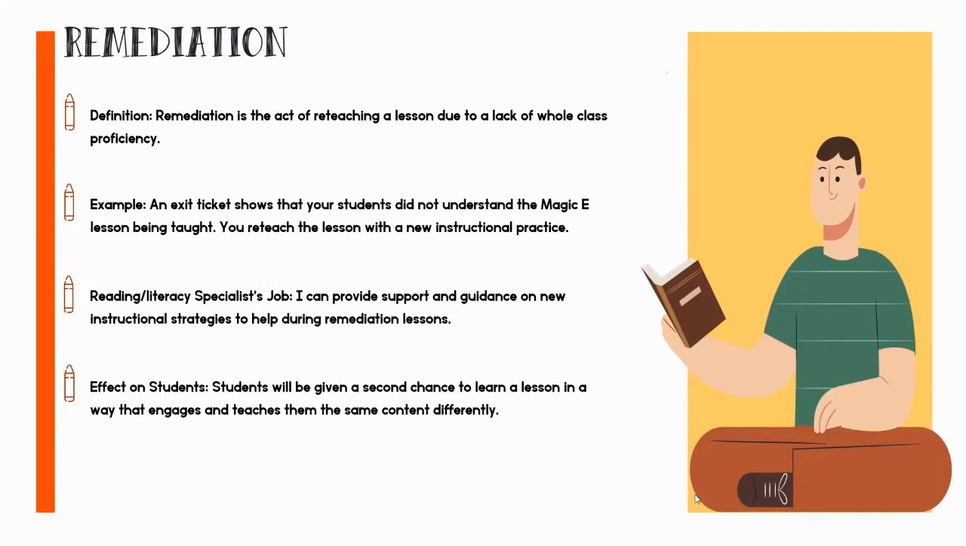The next term is remediation, which is a form of reteaching a lesson due to a lack of whole class proficiency. An exit ticket, which is an example of a remediation tool, can provide a lot of information for understanding. For instance, let's say you teach a lesson on the magic E, and you give out an exit ticket and realize that your students didn't quite grasp your lesson. You can find new ways to teach Magic E in a new and fun way, perhaps singing the Magic E song, which helps them retain all of the rules surrounding the Magic E.